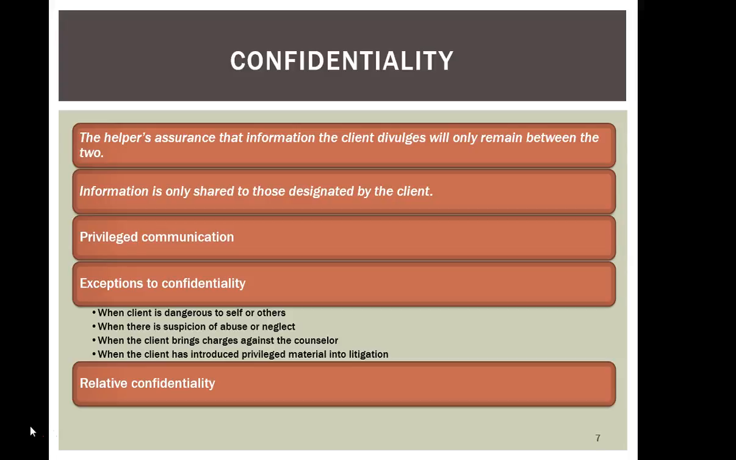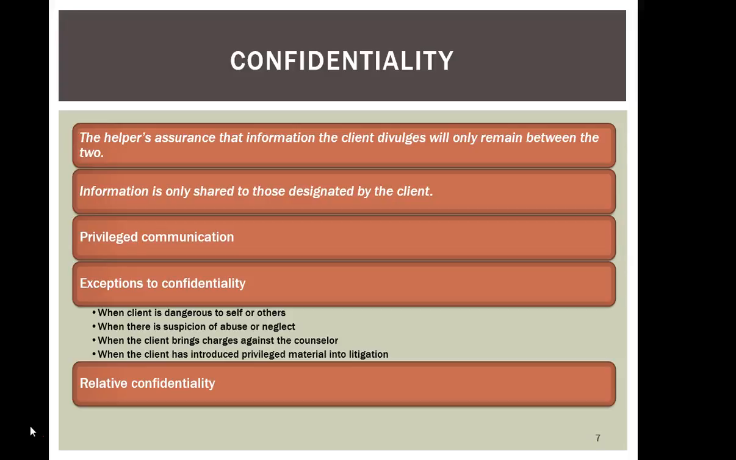Confidentiality is the helper's assurance that information the client divulges will remain between the two of them, according to Woodside and McClam. This is probably one of the most important aspects of the helping relationship in my experience. When clients know that their information is not going to be shared at will, then the client is better able to start to trust the helper and the helping process.